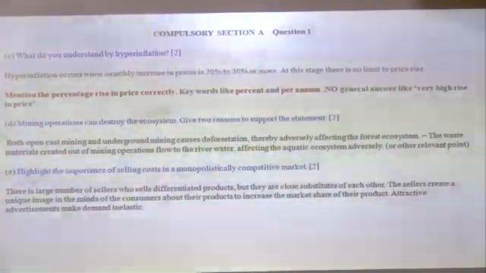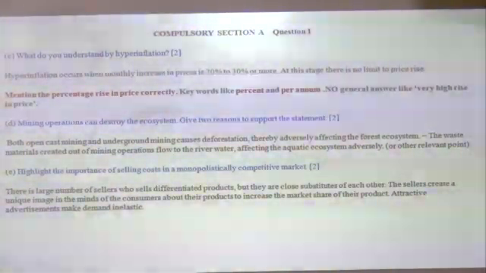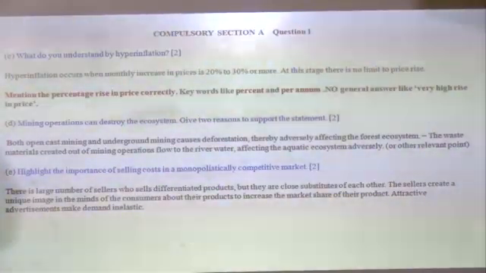The next question, E. Highlight the importance of selling cost in a monopolistic competitive market. So you can also write what are selling costs. You can start with that definition. There is a large number of sellers who sell differentiated products, but they are close substitutes of each other. The sellers create a unique image in the mind of the consumer about their product. Why? To increase the market share of their product.